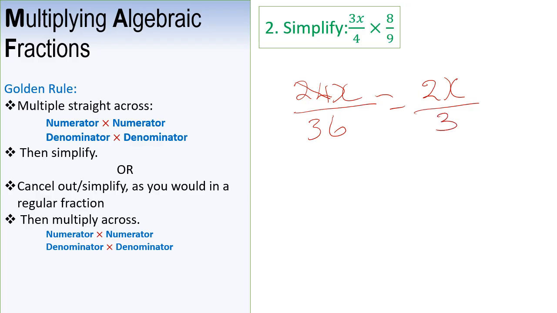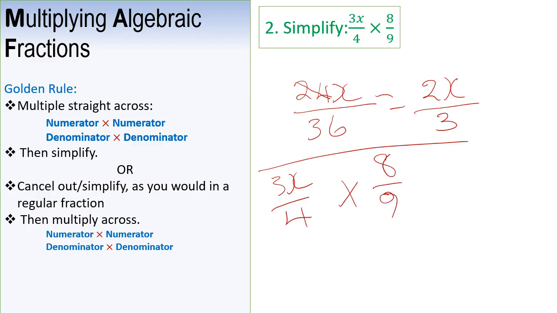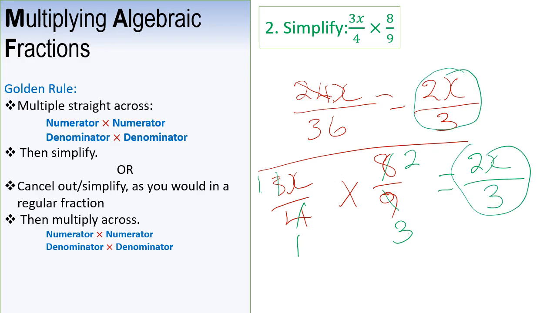Using your second option where you simplify first and then you multiply, you'd have 3x over 4 times 8 over 9. And here you simplify first: 4 into itself 1, 4 into 8 2, 3 into itself 1, and 3 into 9 goes 3 times. Now you go ahead and you multiply across. 1 times 2, 1x times 2x, is going to give you 2x, over 1 times 3 is 3. Both answers are the same. So you can choose whichever works best for you. If you don't want to work with a large number, you simply go ahead and cancel out, and then you have a smaller number to work with.